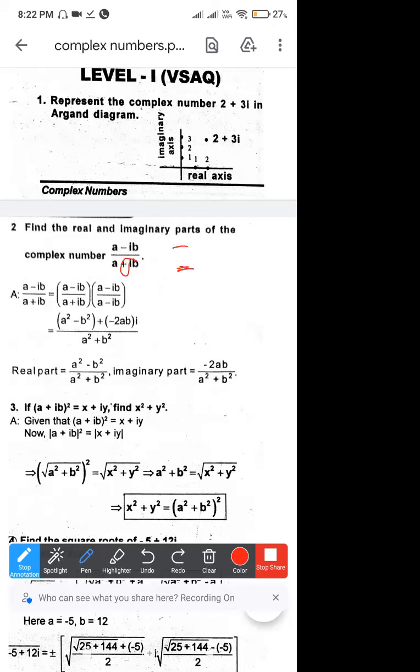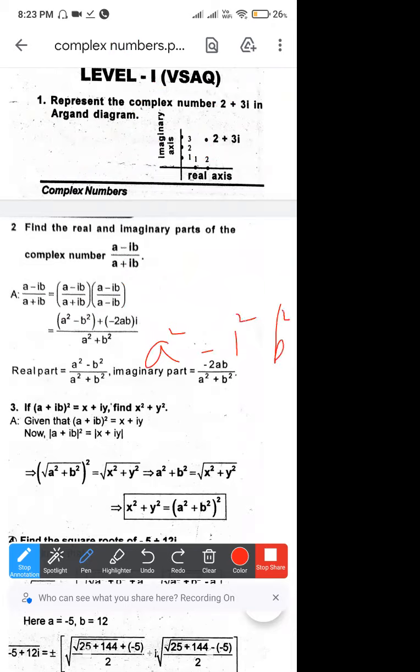Now open the brackets. How? Then a square minus b square formula is applied. What is the a square minus b square formula? a plus b into a minus b. Then that will be a square, then minus of i square b square. The denominator is a square minus of i square b square.